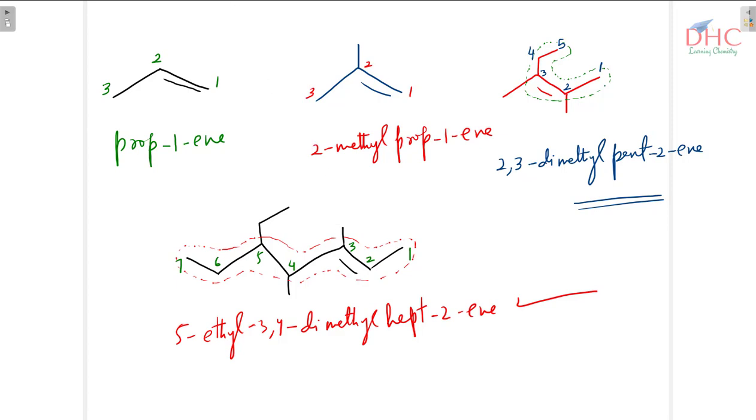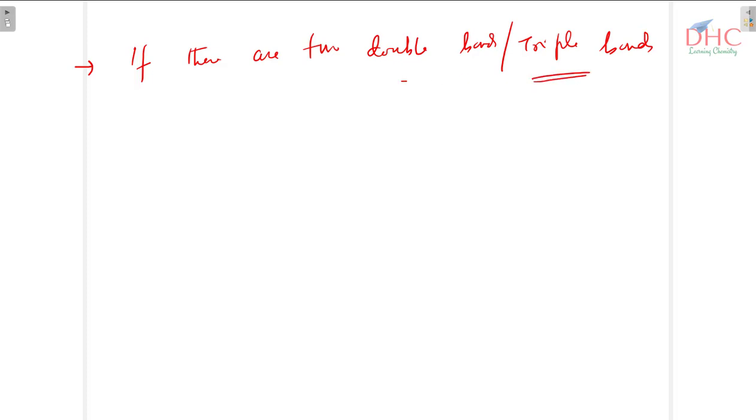Now we should write one important point over here. The point is, if there are 2 double bonds or triple bonds, we have not yet taken examples of triple bond compounds. We will be talking about examples from triple bond systems a little later. So if there are 2 double bonds or triple bonds, then use prefixes di, tri for 3, etc.